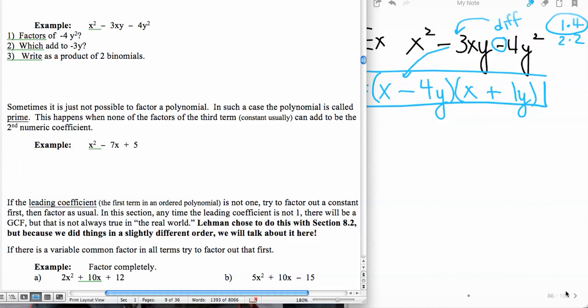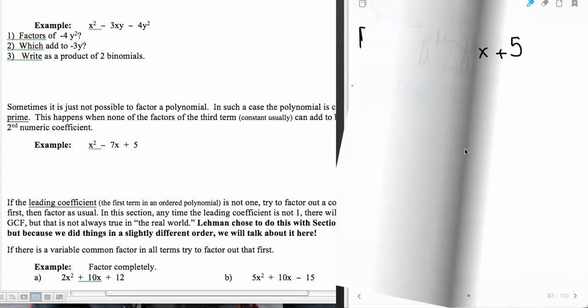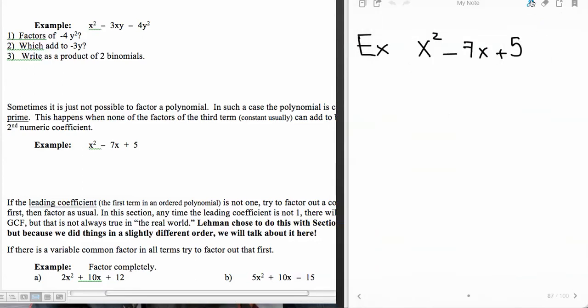The problem with this one is that it is something called prime. Remember, you can have prime numbers, right? So if we have a prime number, like 5, the only way to make a prime number is the number itself times 1. Well, that's the same with a prime polynomial. So let's take a look at this. We need the factors of 5: 1 and 5 only, right?